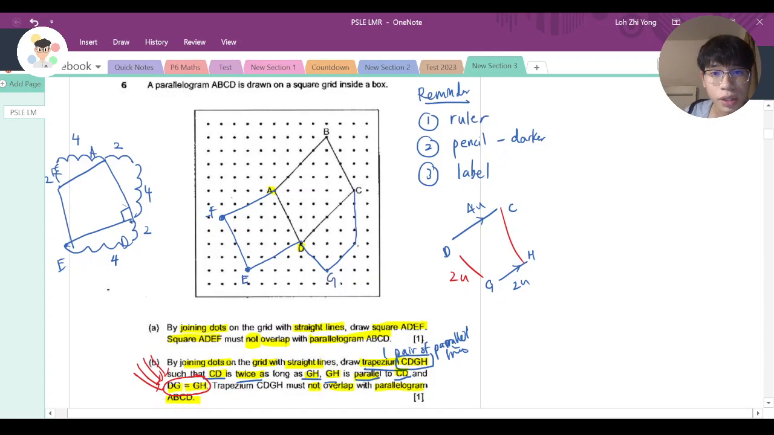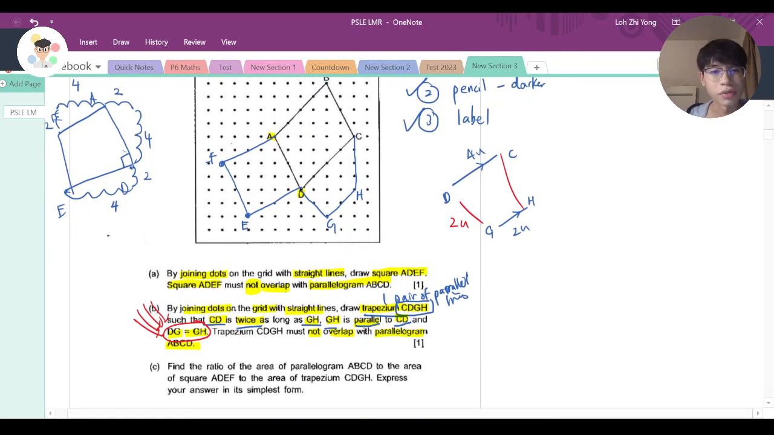So here's G, here's H. Good, simple, that's all. But of course, please make sure you use a ruler and pencil to draw, and make sure you label, like what I did here. But of course, my line is not straight. Now let's look at C. We're done with A and B. C.